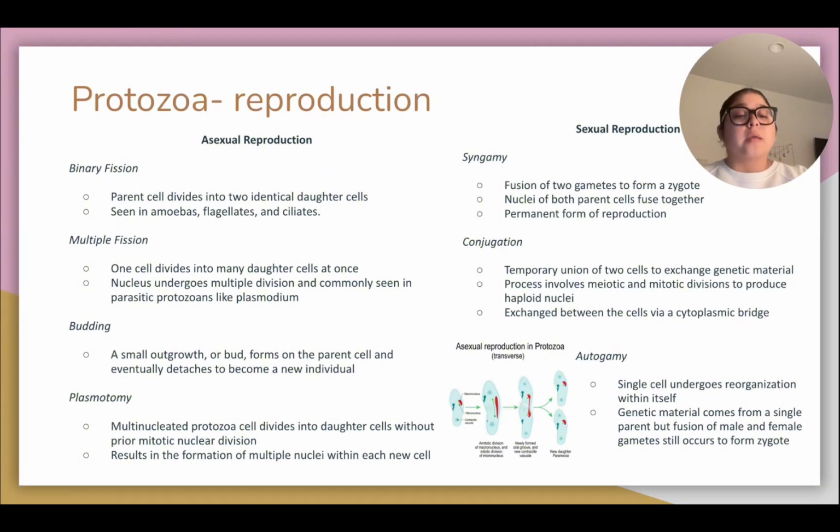And then lastly is autogamy, which is where a single cell undergoes reorganization within itself. This is still classified as sexual reproduction instead of asexual reproduction, because even though genetic material comes from a single parent, the fusion of male and female gametes still has to occur to form the zygote.